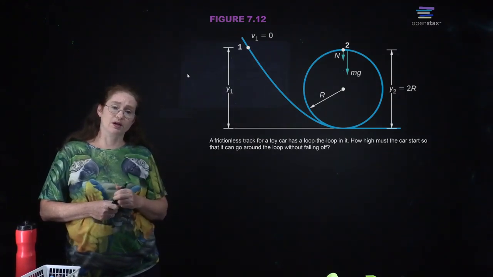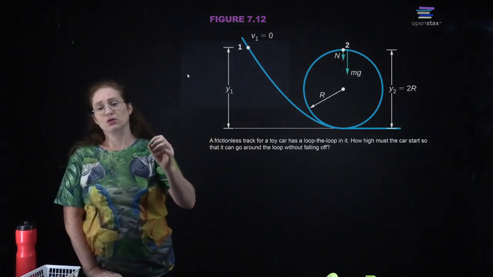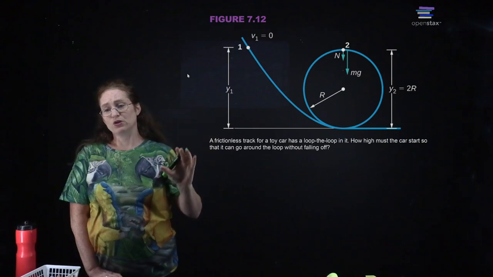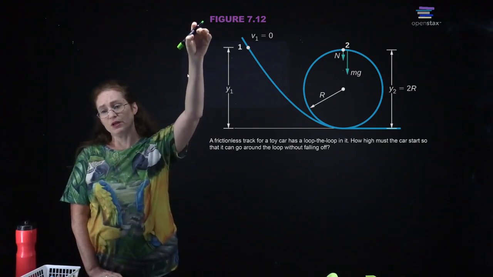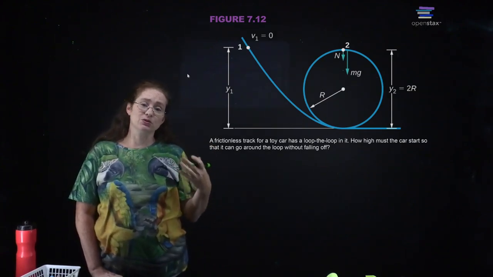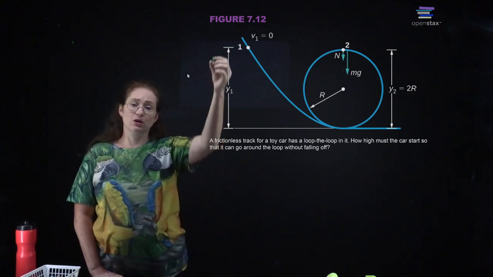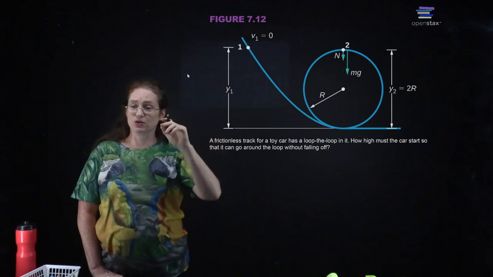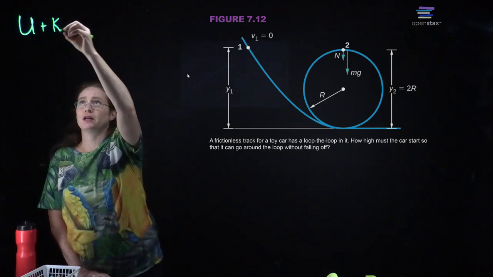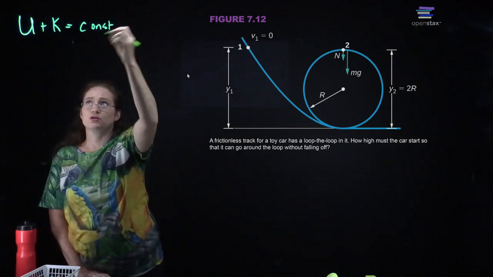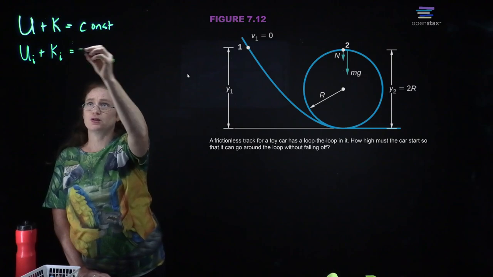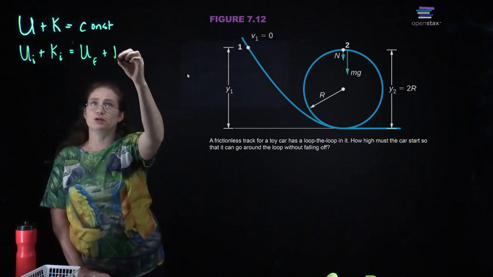we haven't yet introduced the work done by gravitational energy, because gravity is one of these conservative forces, you can keep the energy, so it's something called potential energy. It turns out that when you have conservation of energy, the potential energy plus the kinetic energy is constant. So we usually write the initial potential energy plus the initial kinetic energy is equal to the final potential energy plus the final kinetic energy.